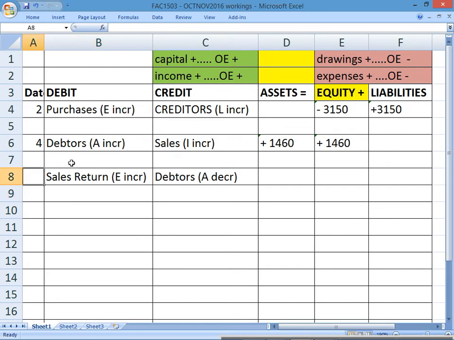Right, this was day 8. Sales return is an expense. If the expense goes up, what happens to owner's equity? It decreases. So 460 is going to come off your equity. Debtors is an asset. It's decreasing. Assets decrease, so minus 460, and that's it. That's number 8.